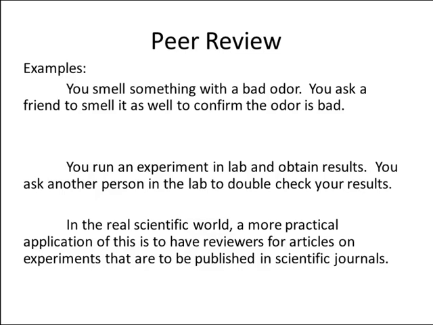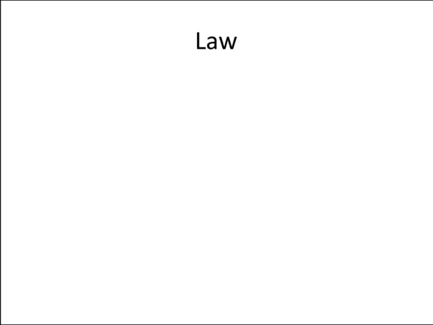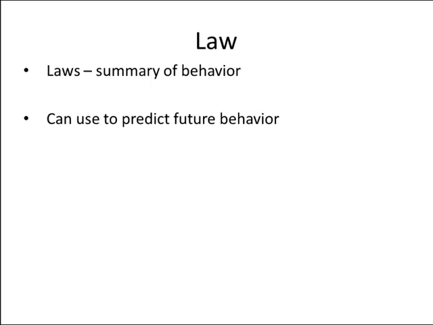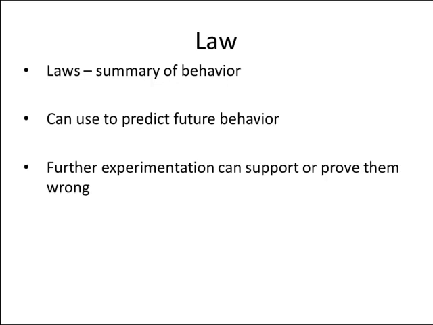All right, so we've gone through that circular process of making observations, forming a hypothesis, doing further experimentation, getting peer review. Now we're going to talk about something called a law. A law is just going to be a summary of behavior. We can use that law then to predict future behavior. We can then do further experimentation to support or prove laws, right or wrong.